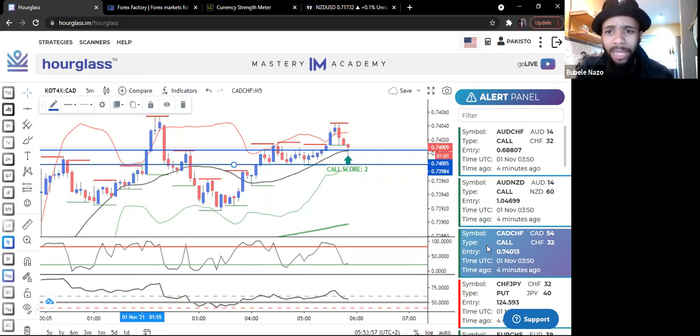But let's see what's going to happen in the next 6 minutes. I am still looking for buy opportunities on this market. And I am still looking to take advantage of this CAD strength against the CHF. So we're going to just be patient and see how this market is going to play out. But currently right now, this market is pushing heavily to the upside.